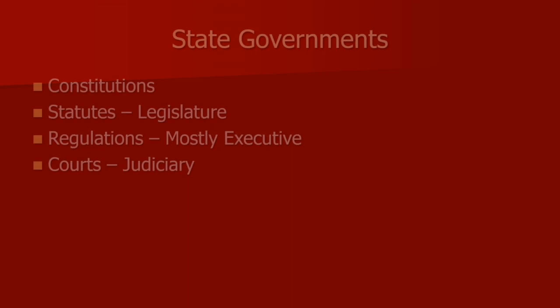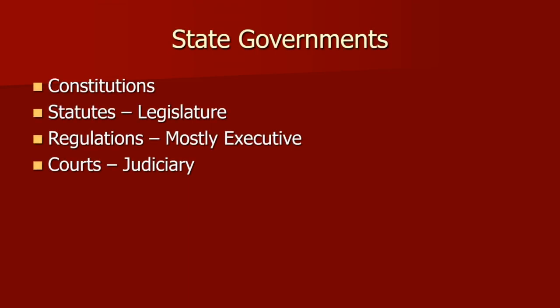State governments are generally governed by constitutions, just like the federal government. State governments are also governed by state statutes, which are passed by state legislatures, state regulations, which have been promulgated by the state executive, typically through the governor's office, and lastly, state courts. So states typically have a vast system of the judiciary where courts administer justice.